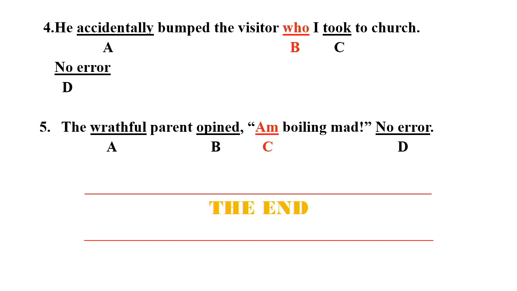Number 5, the wrathful parent opined, I'm boiling mad. Right away, it cannot possibly be am. There is no subject to the parent's utterance. The parent said, I'm boiling mad, meaning I am boiling mad. So it should have been I apostrophe m. So am is the incorrect element there. So that would be the wrong one.